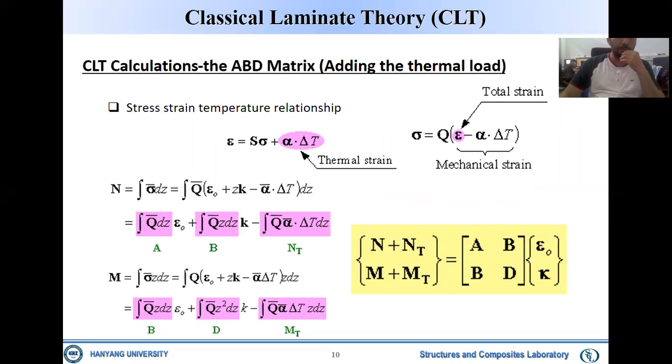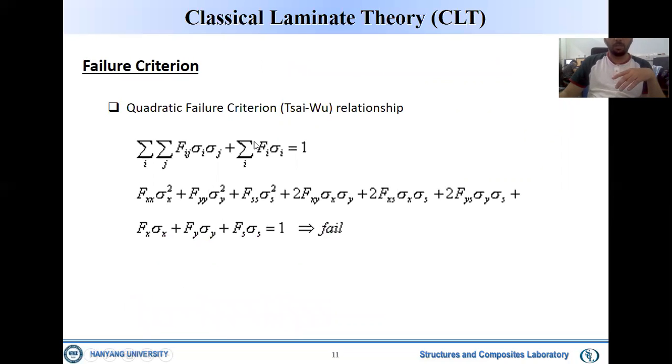As we have discussed in the very first slides, other than the mechanical loading, we also have the thermal loading. And if we want to add a thermal loading, then the shape of the ABD matrix will be changed like that. The only difference is that we have added some thermal loading, tensile and bending loading. The rest of the formulation will remain the same.